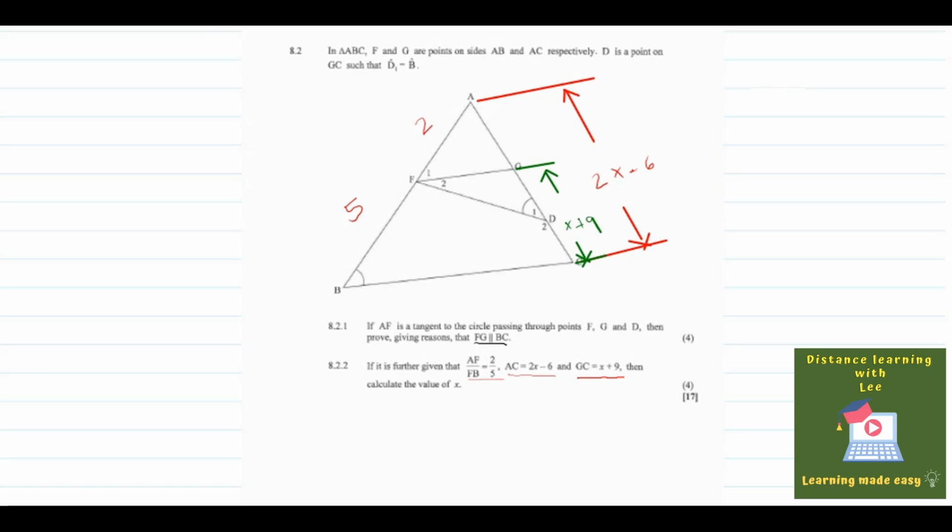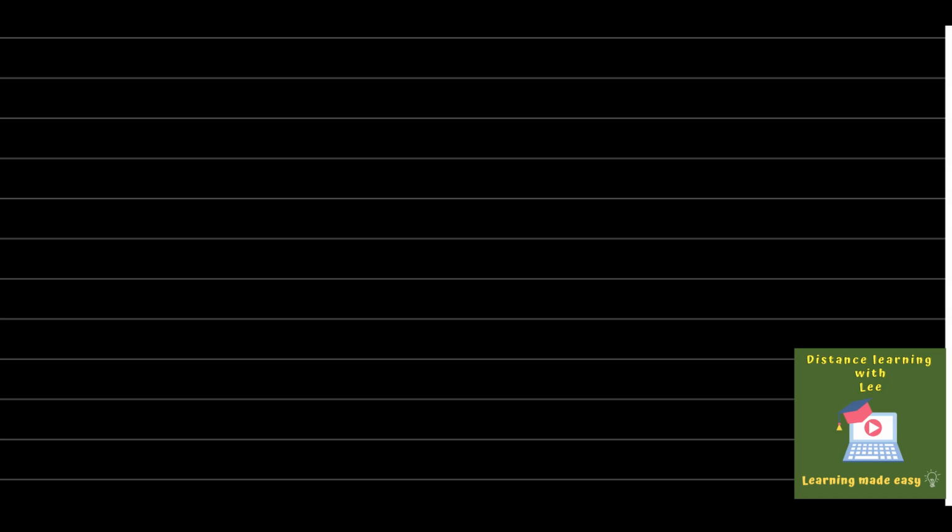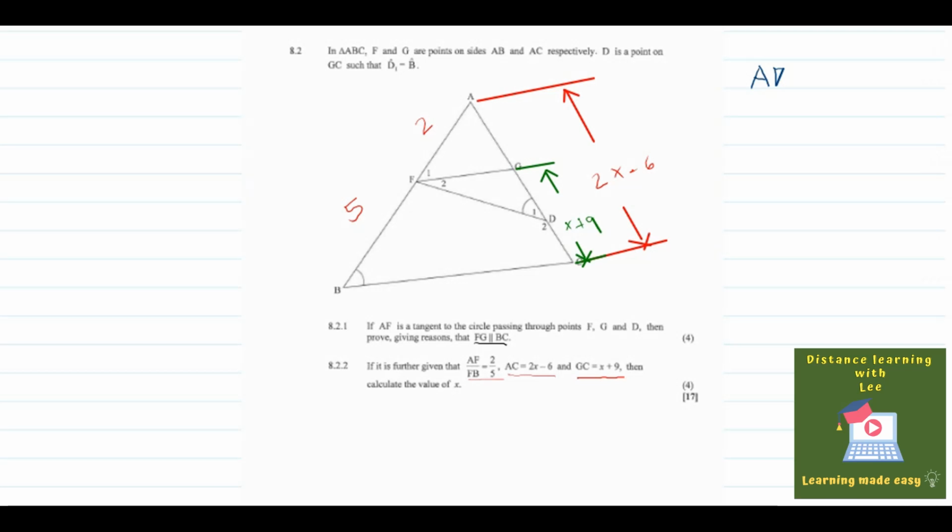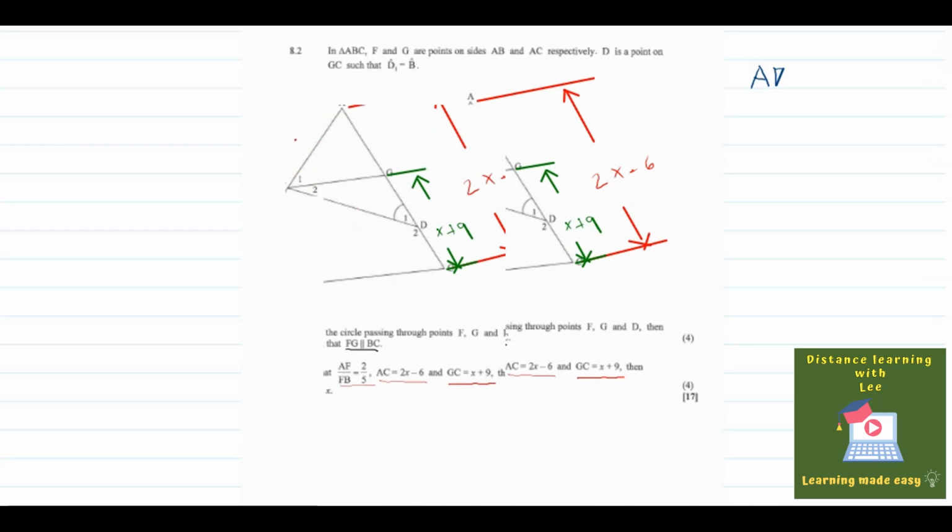So what does the proportionality theorem state? Okay. So the proportionality theorem says that AF over FB is equal to AG over GC. Okay. So your AF over your FB is equal to your AG over your GC. So that's the proportionality theorem, okay?